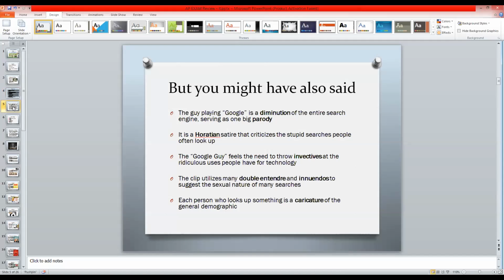But as Mohammed asked, it is a Horatian satire, at least from my perspective, in that it criticizes the stupid searches people often look up. Google guy throws invectives, someone mentioned that earlier, I think it was Sam. The clip utilizes many double entendres and innuendos to suggest sexual natures of searches.